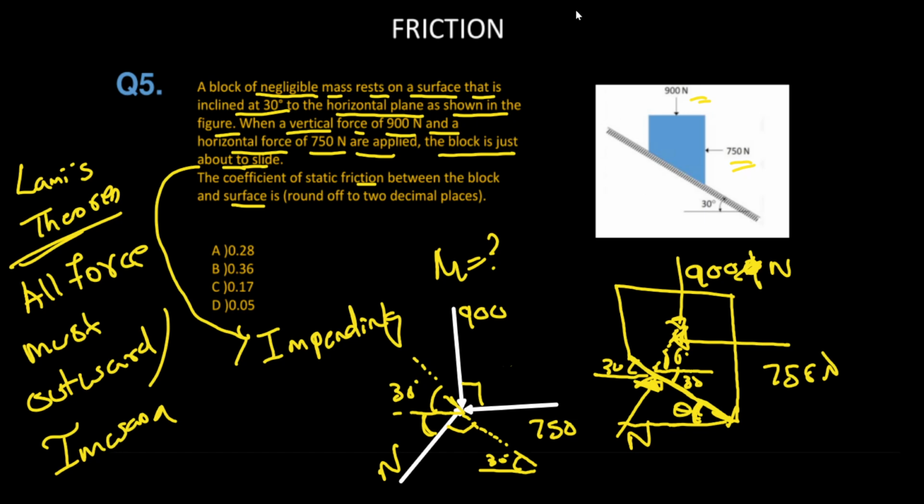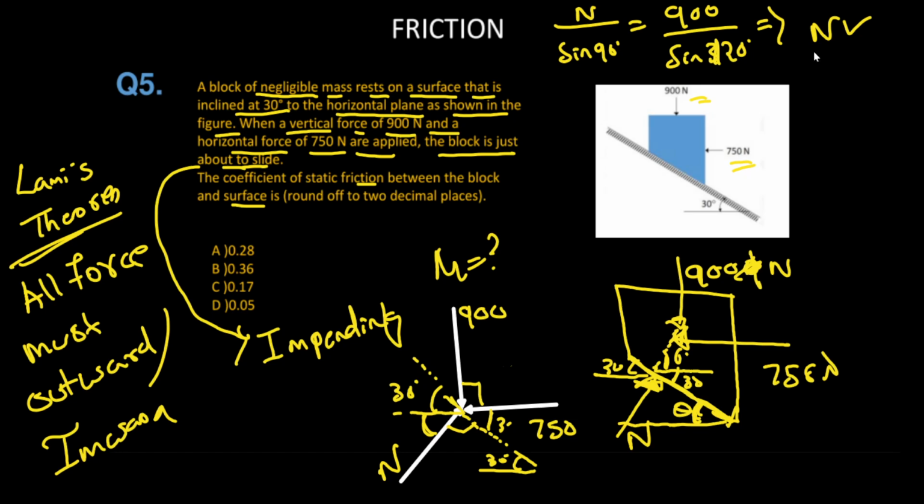So I will write the equation of Lami's theorem: N divided by sin 90 degree is equal to 900 divided by sin of 90 plus 30, that is sin 120 degree. So from here you can calculate N. Once N is known, Fs maximum is equal to mu s into N. So you just need the Fs value, Fs maximum.